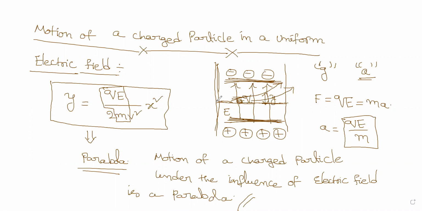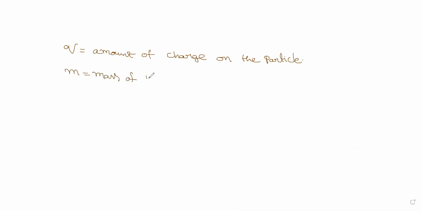So this is the equation. You have to remember this condition, and you have to remember this equation too. Now, after that, do you know what the parameters are? Q is the amount of charge on the particle, and m is the mass of the charged particle.